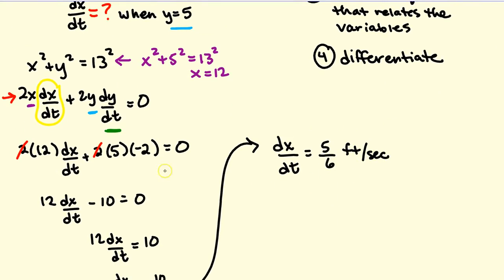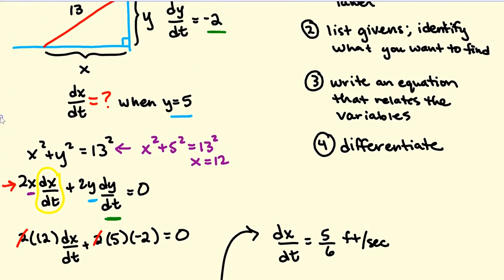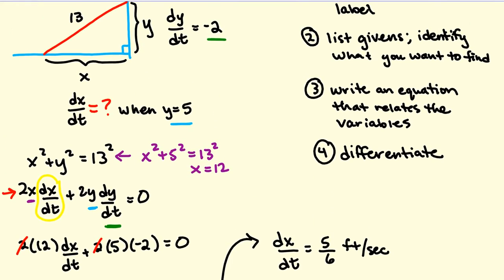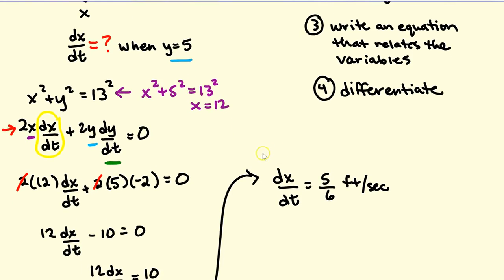And here's a way to check some reasonableness, just a very general check. Notice that that turned out to be a positive rate. Is x growing? As the ladder slides down the wall, does the quantity x get bigger? Yes, it does. And because it's growing, it makes sense that we would have a positive rate dx/dt.